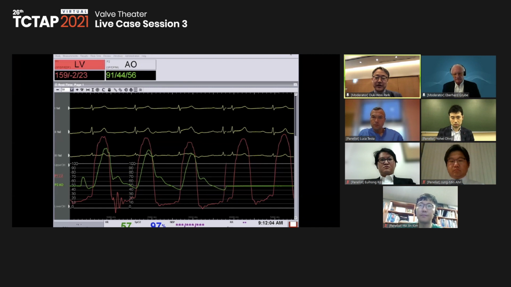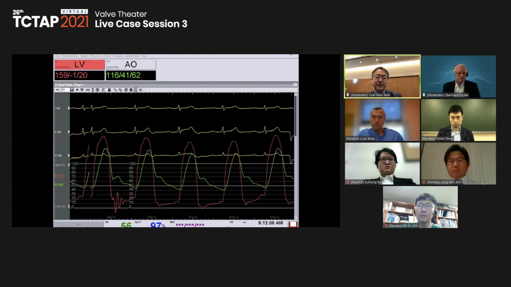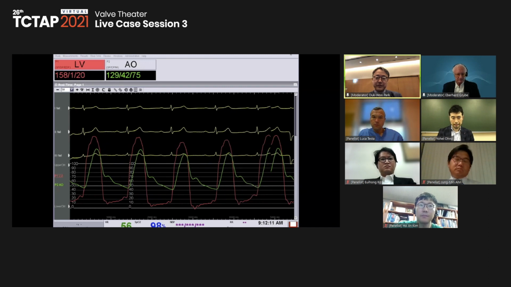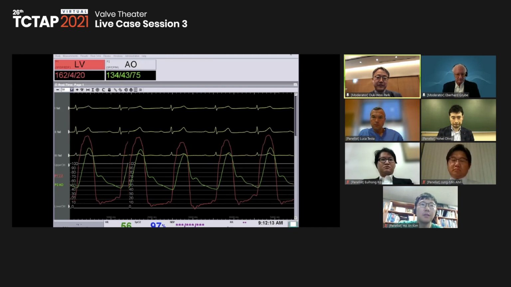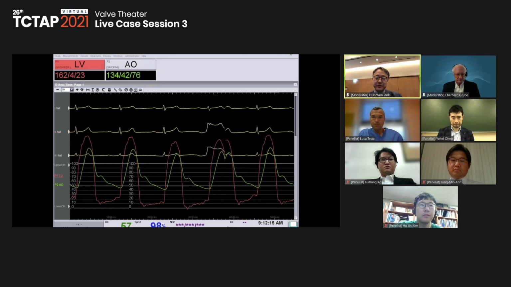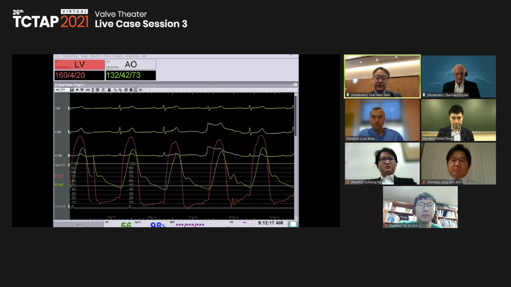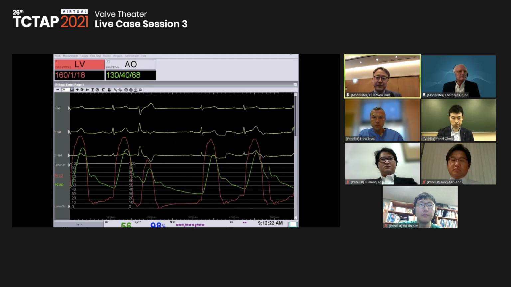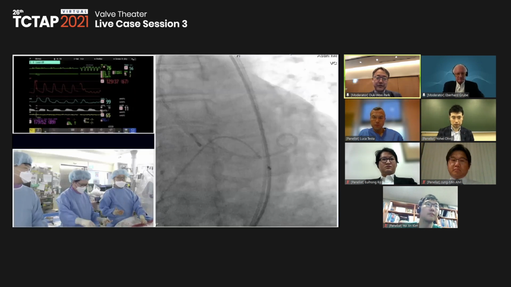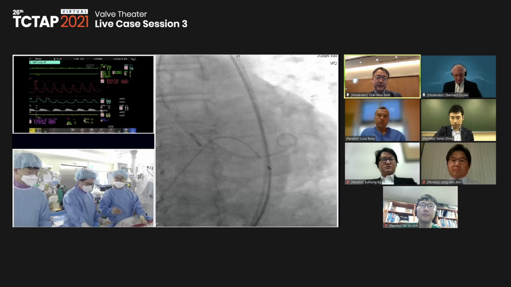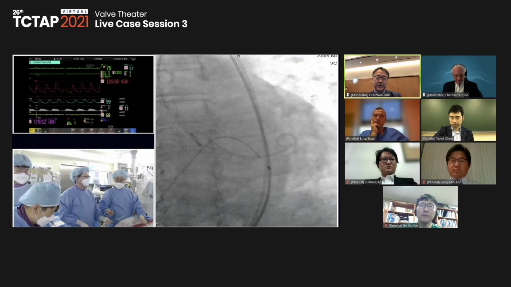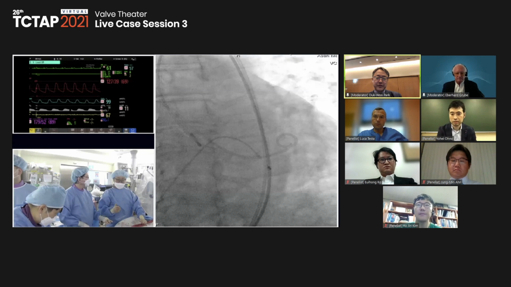Looking at the LV pressure diagram and aorta diagram, you can see that there is a very severe pressure gradient. And then after insertion of a TAVR valve, we check the LV and the aorta pressure diagram again. The pre-dilation differs according to the position, the preference, or the center. Although there is severe calcification, in some centers they do not.